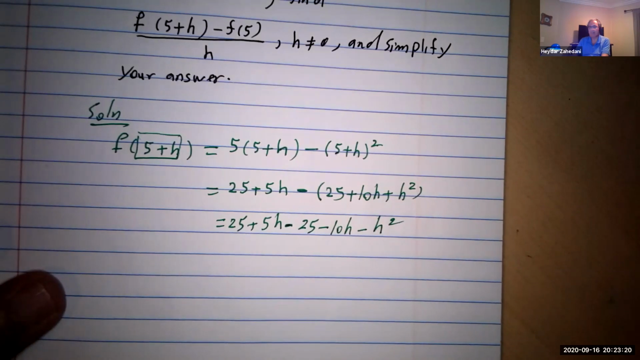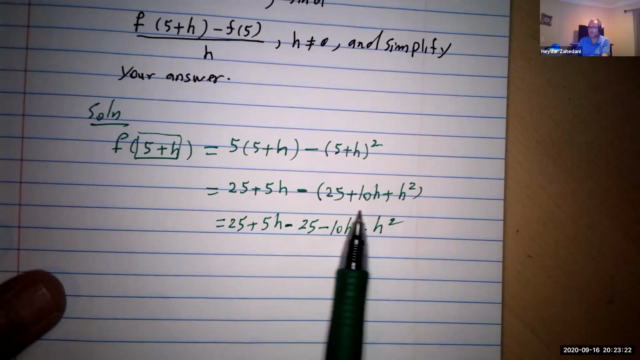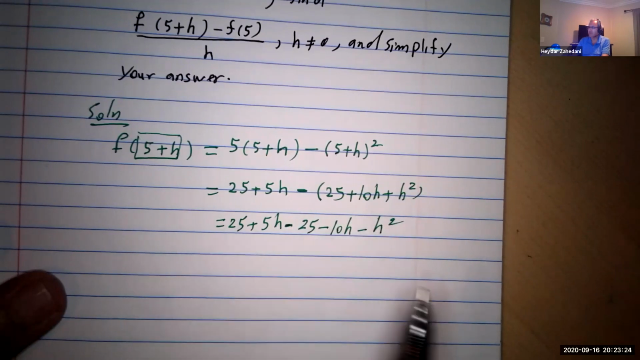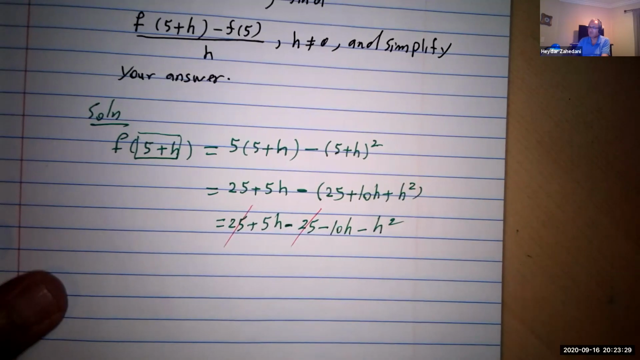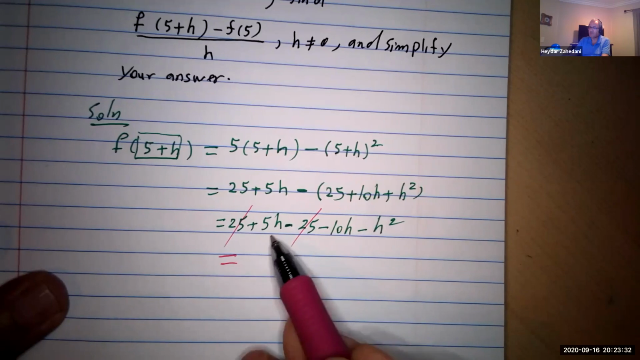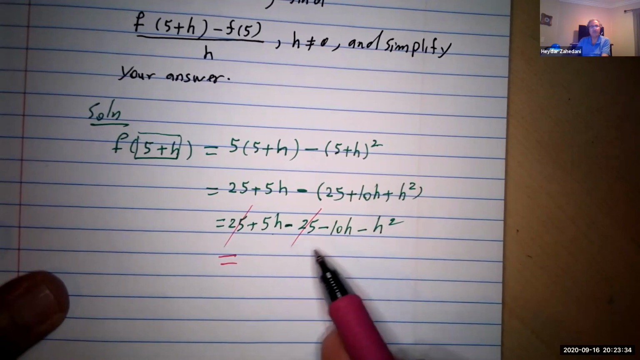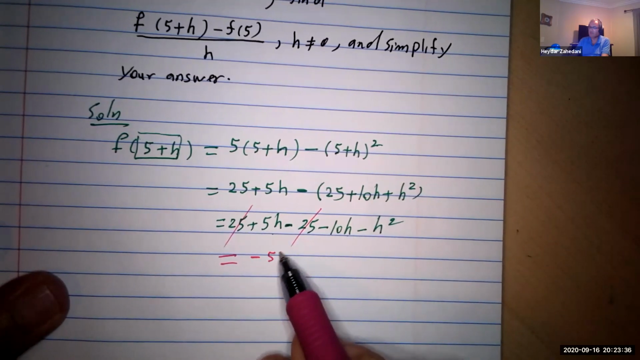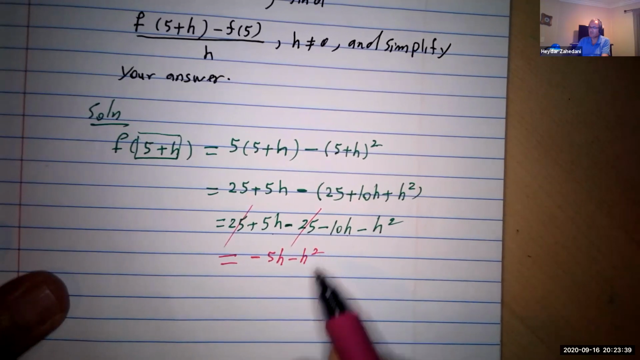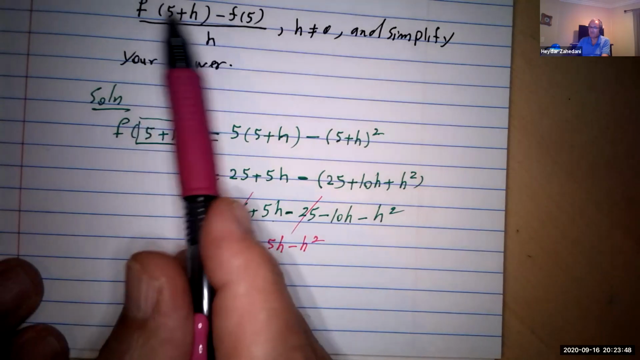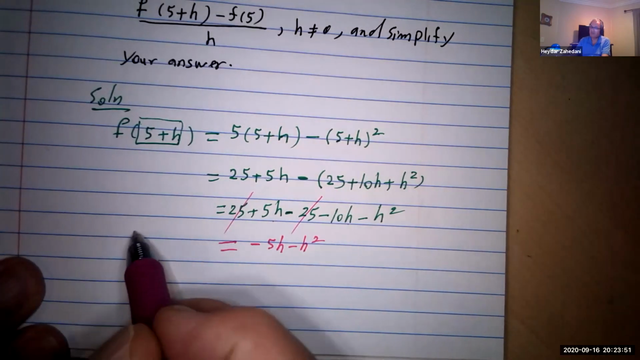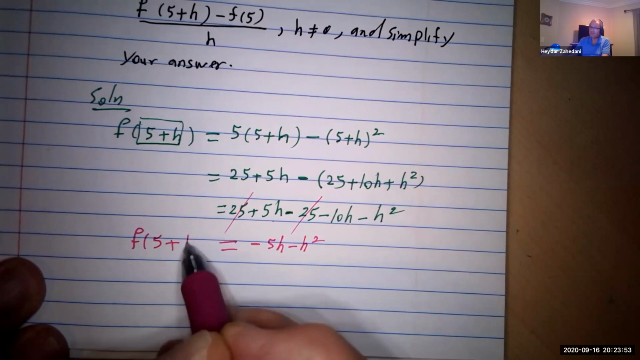Any question? Make sure to apply the negative sign to the three terms. Now simplify. You see 25 and 25 would cancel out. It's equal to, we have the 5h and the 10h. 5 minus 10 would be negative 5h minus h squared. That is f of 5 plus h.